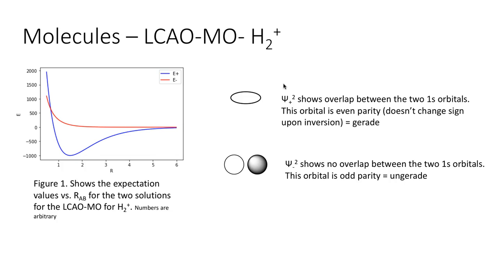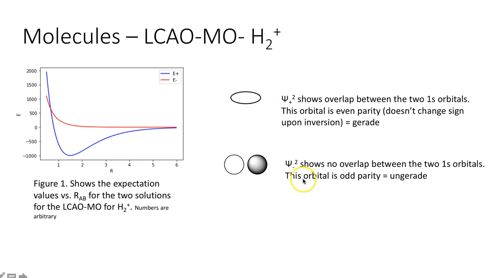And then I did want to say a little bit about labeling. This orbital type right here is what we call even parity. In other words, if we were to invert everything, does the sign change? Does the shading change? In this case, it does not. And so those are gerade, or even parity, orbitals.